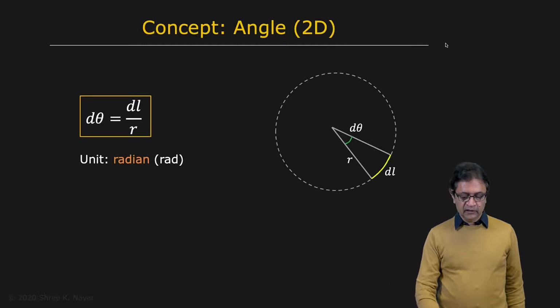Now let's take a look at some radiometric concepts that are particularly useful for understanding image intensities. Let's start with the simplest of them all, an angle in 2D. You all know the definition of an angle in 2D.